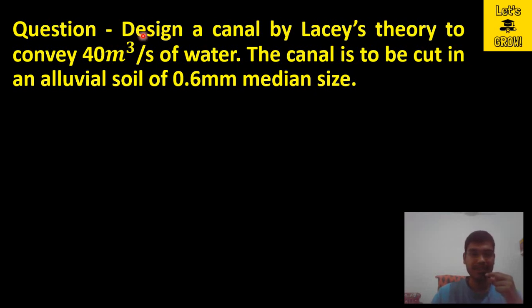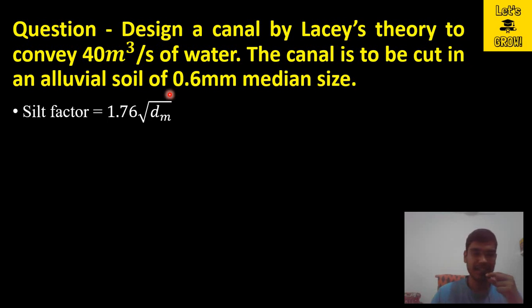So this is the numerical: design a canal by Lacey's theory to convey 40 meter cube per second of water. The canal is to be cut in an alluvial soil of 0.6 mm median size. So here the discharge is given, that we have to design a canal so that it can carry a discharge of 40 meter cube per second, and it is to be excavated or cut in an alluvial soil of median size 0.6 mm. So let us start this numerical.